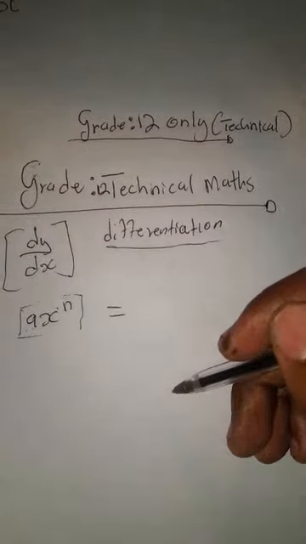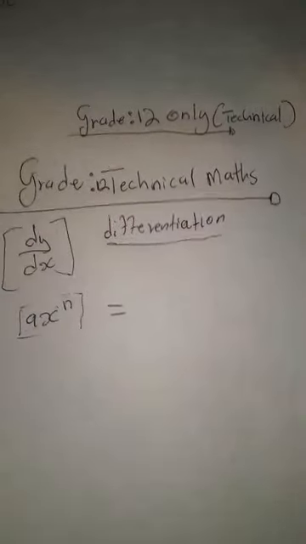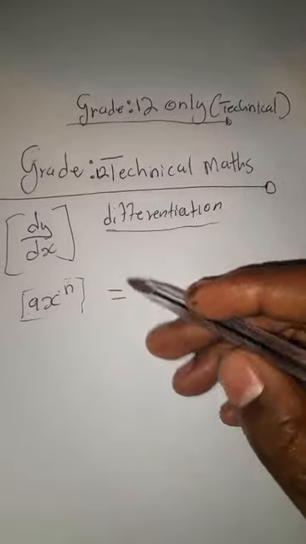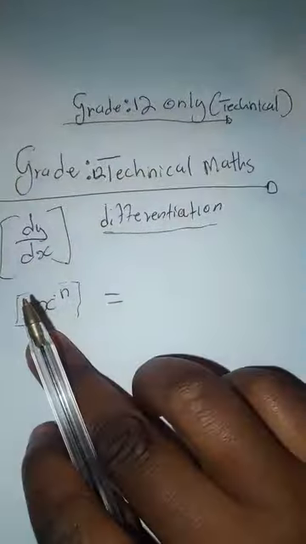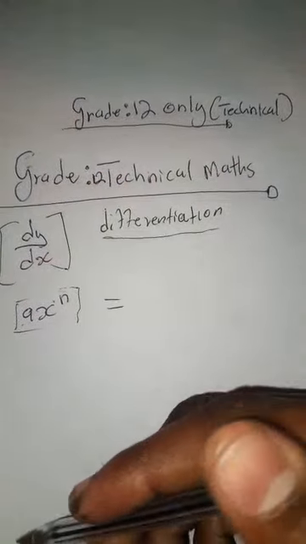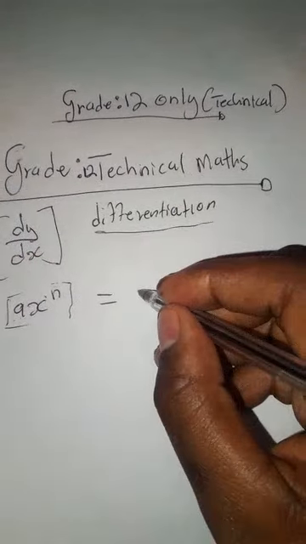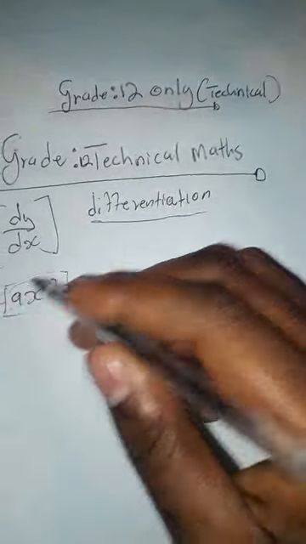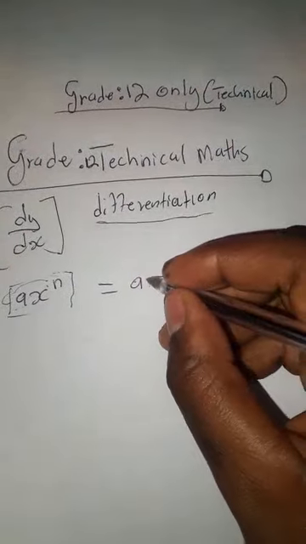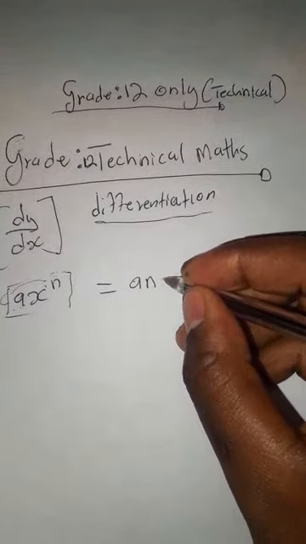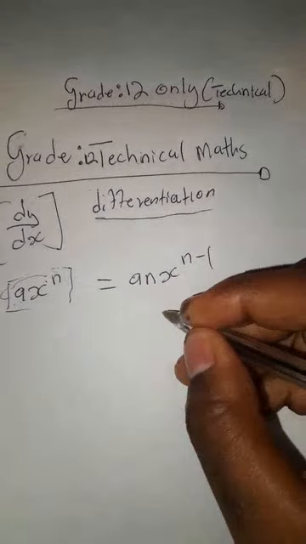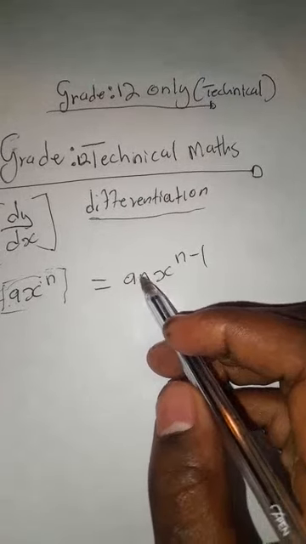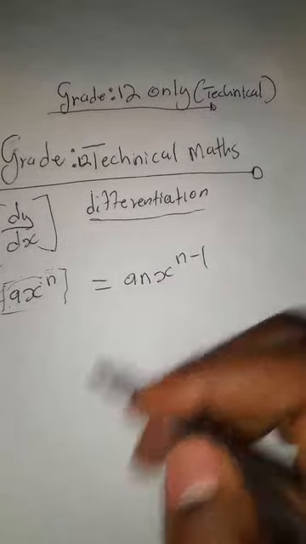Hello, grade 12. Let's look at this topic here, which is differentiation. This is for technical maths. Let's say you're given this, you're supposed to differentiate this. You say A, you drop that exponent, which becomes n, then x to the n minus 1. You multiply by it, you drop the exponent there, then you minus 1.